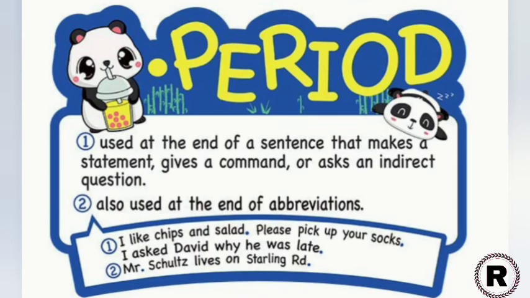Next, the period is also used at the end of abbreviations. In abbreviations, where we write short forms, after each letter we have to write the period, we have to put the full stop. So in this way we use this full stop.